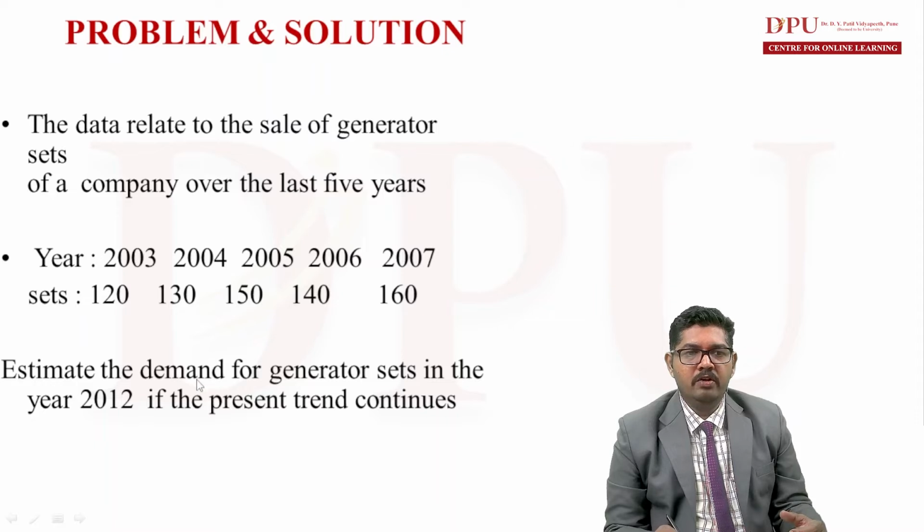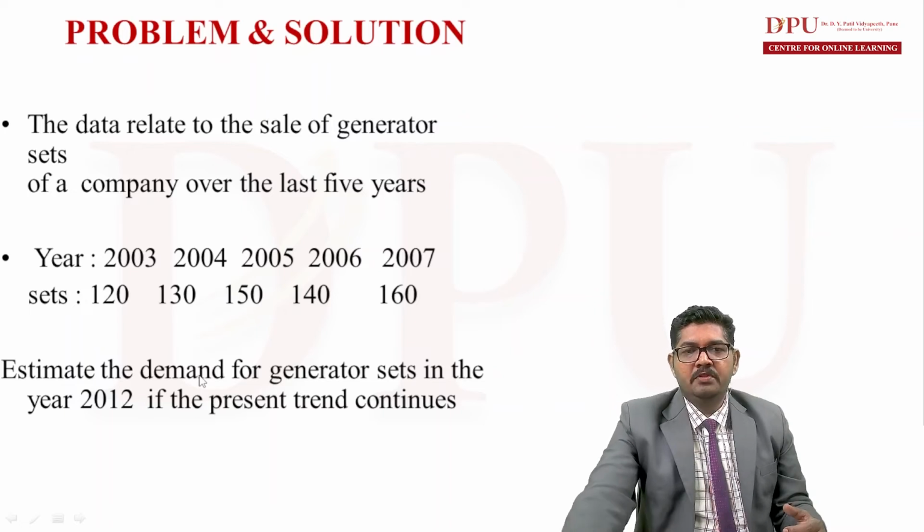And what is required? We are required to estimate the demand for generator sets in the year 2012 if the present trend continues. So we have to find out the demand for generator set in the year 2012 if the present trend continues. We believe this trend will continue in future also, and on the basis of that we have to find out what would be the demand for the generator sets in the year 2012. So this is the application area of regression.